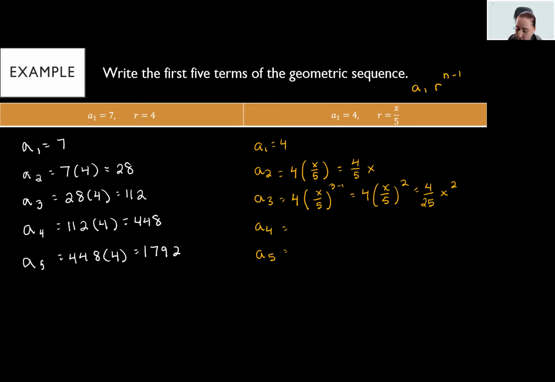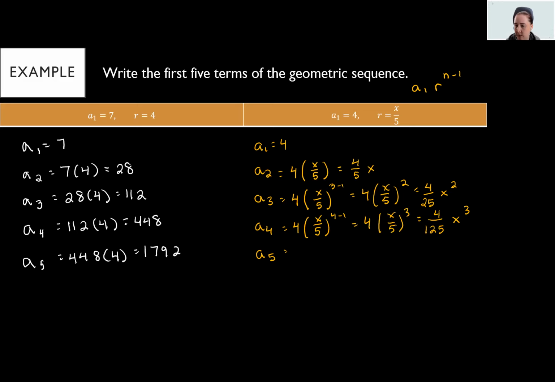So for a to the 4th, you can use the formula. It's 4 times x over 5 to the 4 minus 1. So that is 4 times x over 5 to the 3rd. So you would take x to the 3rd over 5 to the 3rd. 5 to the 3rd is 125. So when you simplify this, you get 4 over 125 x cubed.